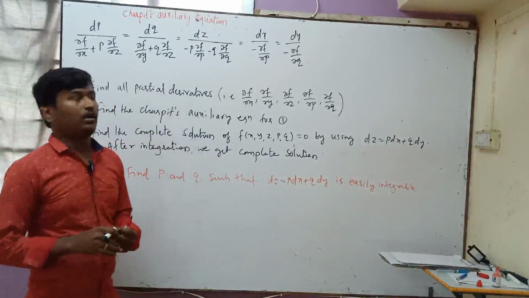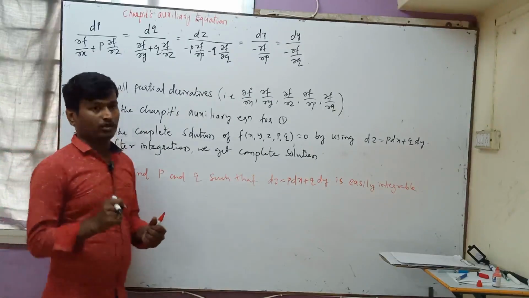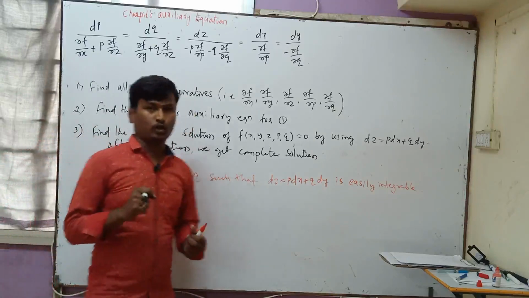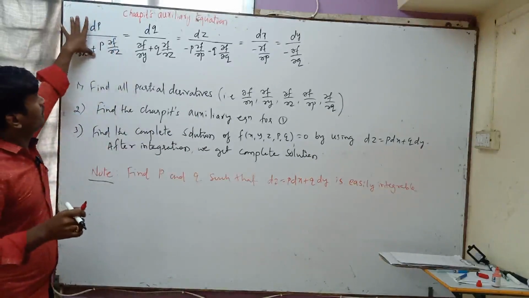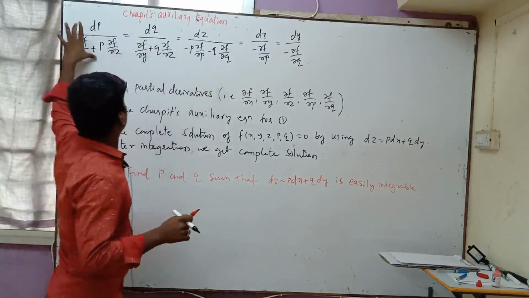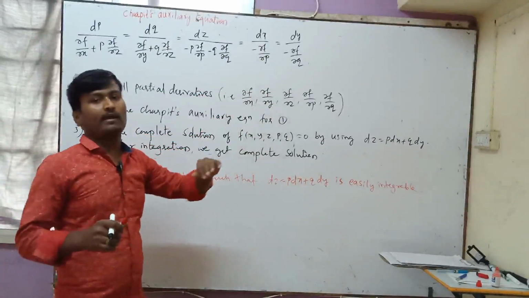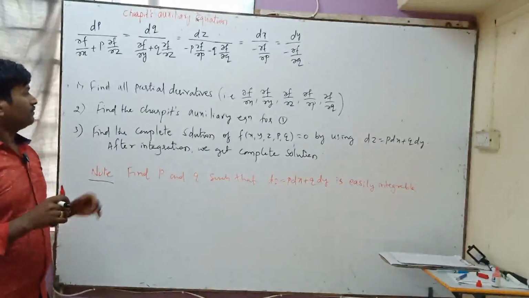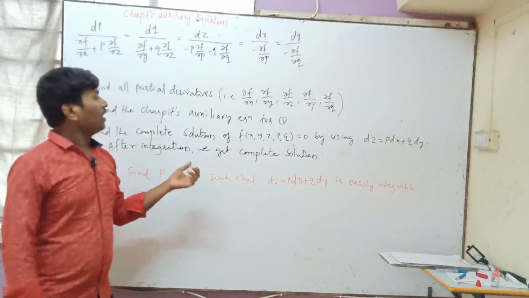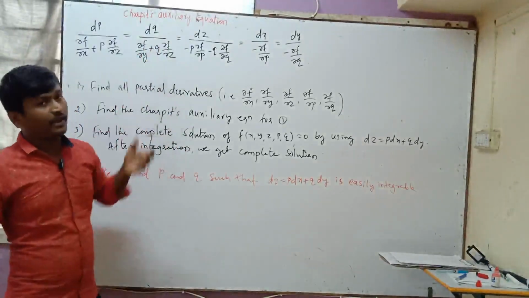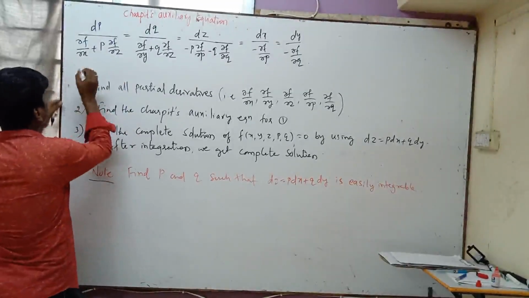So today we will discuss some examples and the solving method of Charpit's method, part 2. Come to the point. Here you must remember the Charpit's auxiliary equation, which we have already derived in my previous lecture. Today I want to solve some examples by using the Charpit's auxiliary equation. So this is the Charpit's auxiliary equation.